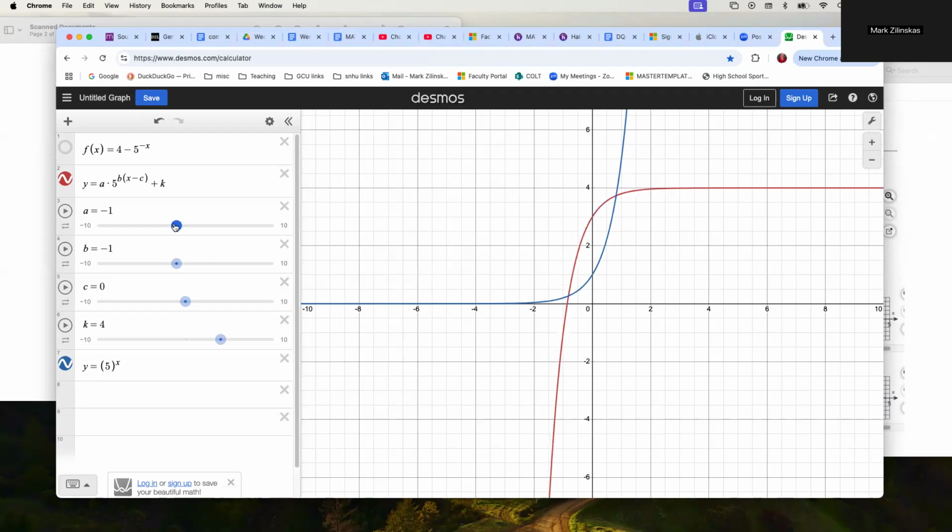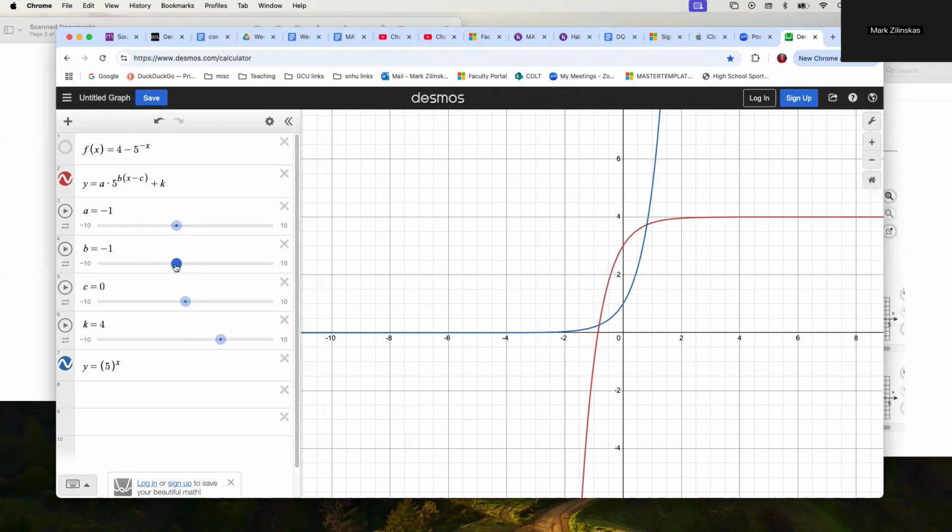Now you can see that red graph, what happened when the b was -1. When I went from 1 to -1, notice how the graph flips over the y-axis. So I know it flips over the y-axis, and then the a being -1 is going to flip it over the x-axis.